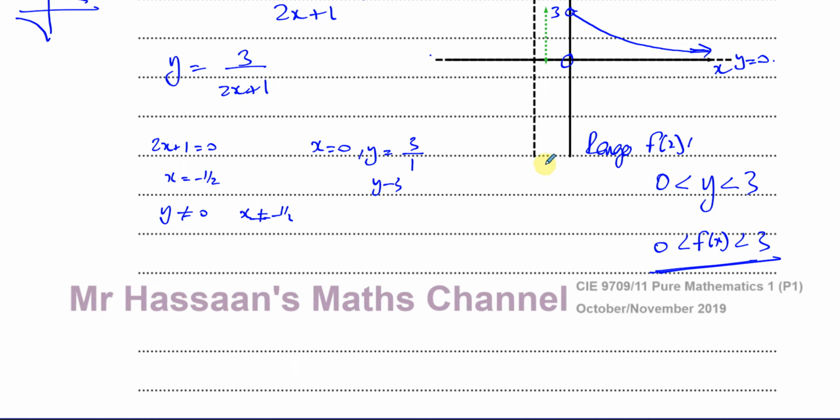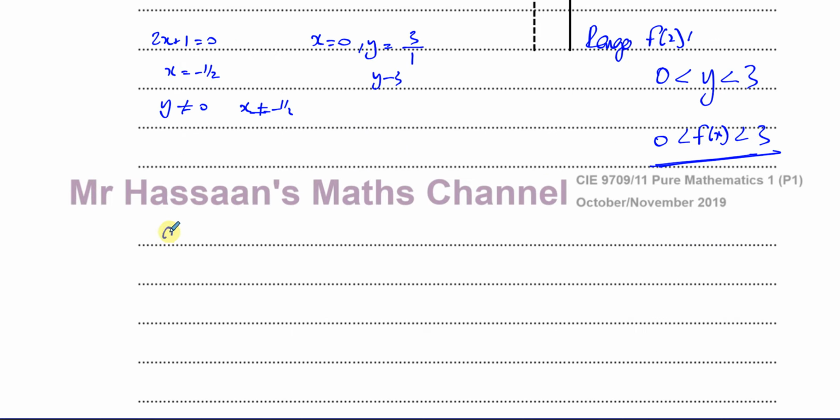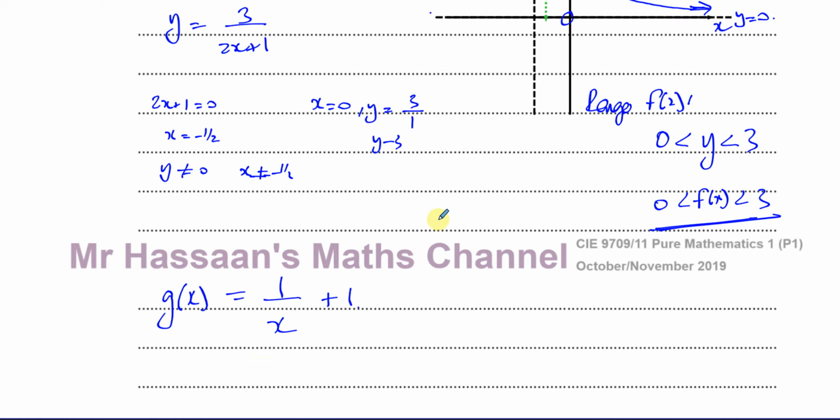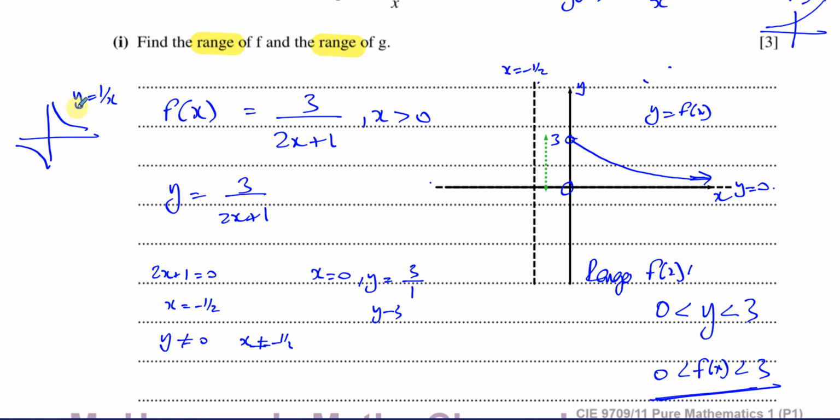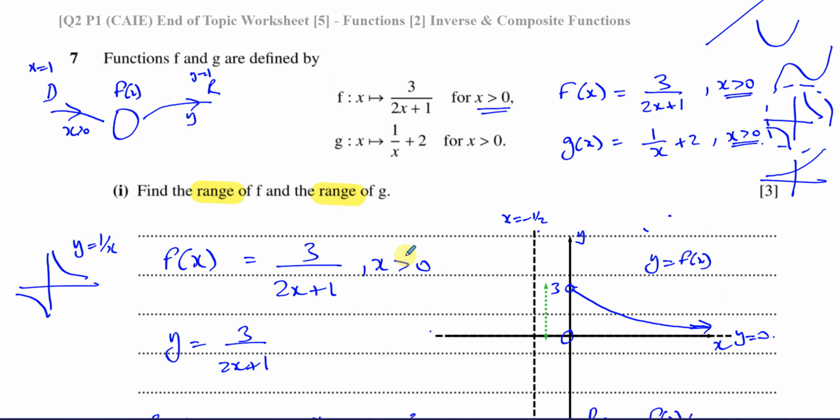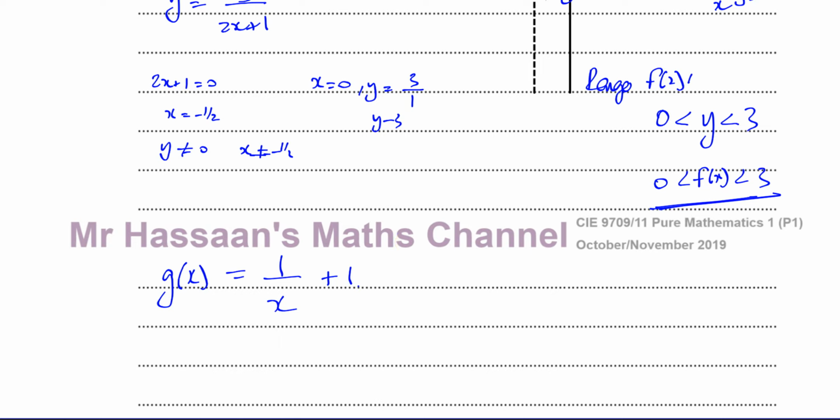Now, g(x) has a similar type of graph in the sense that you have a reciprocal graph. Maybe a bit easier to draw because it's like a straight transformation of this graph. You have to just take this graph and raise it. Actually, it's plus 2. Don't want to make silly mistakes there. Okay, it's 1 over x plus 2. So it's just been raised by 2 units vertically.